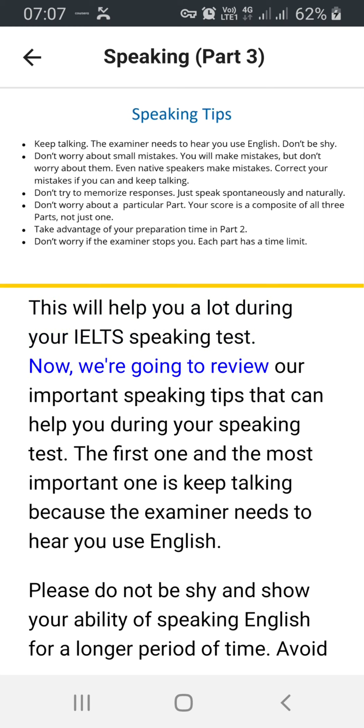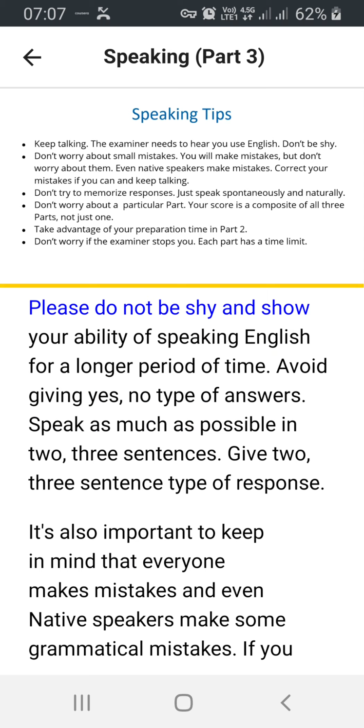And now we're going to review our important speaking tips that can help you during your speaking test. The first one and the most important one is keep talking, because the examiner needs to hear you use English, so please do not be shy and show your ability of speaking English for a longer period of time. Avoid giving yes, no type of answers. Speak as much as possible in 2-3 sentences. Give 2-3 sentence type of response.